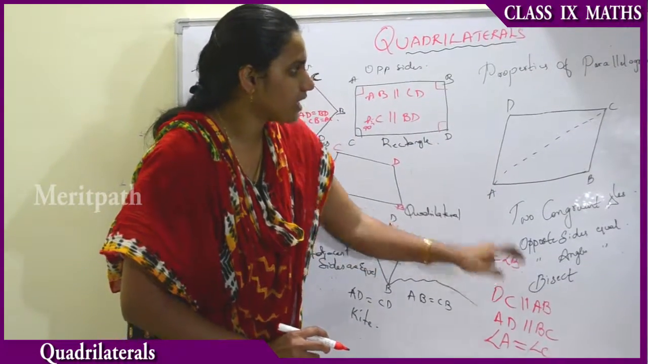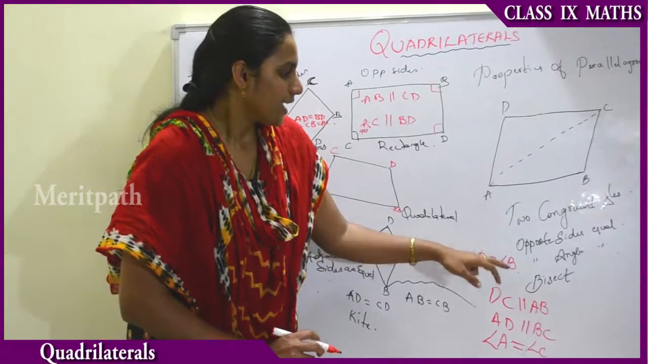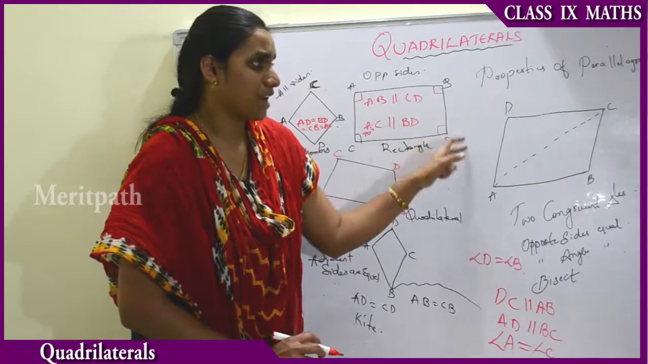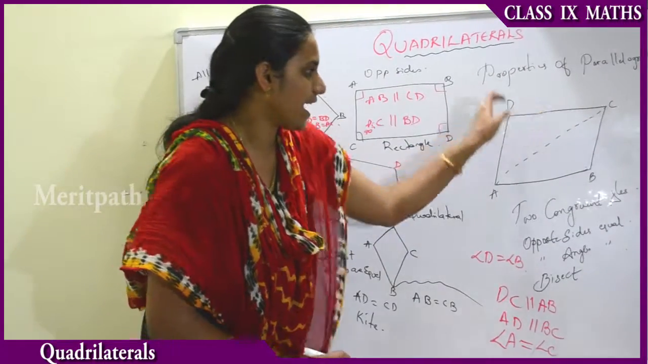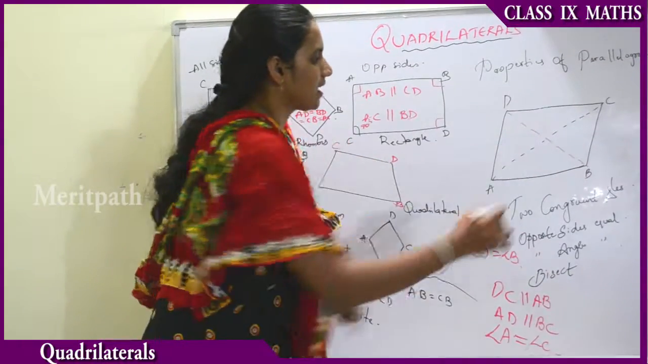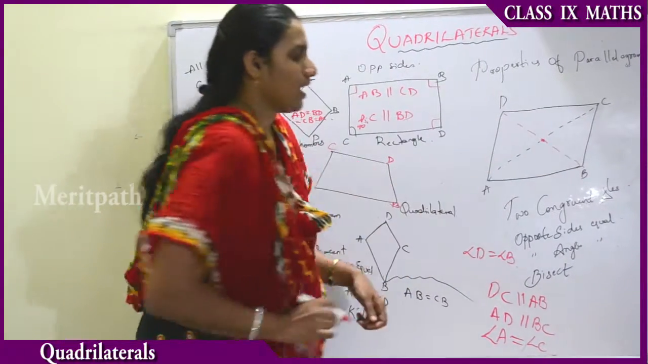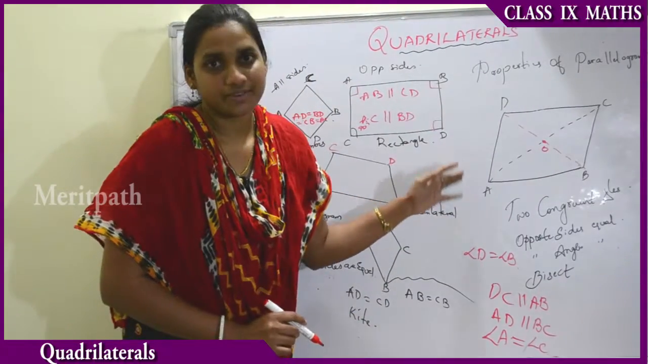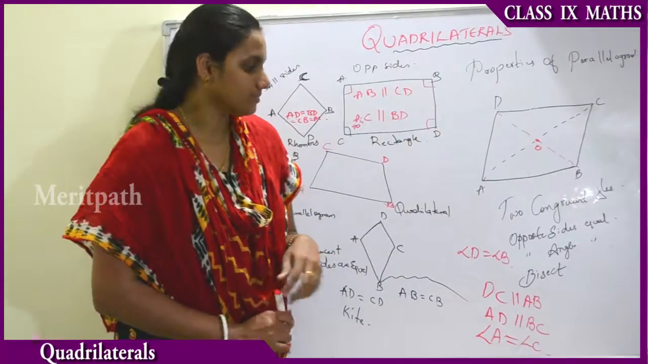And the fourth property of a parallelogram is that the diagonals bisect each other. I have previously said a parallelogram has two diagonals, that is AC and DB. These two diagonals bisect each other at point O, let us assume. And let us see the proofs related to these properties of a parallelogram.